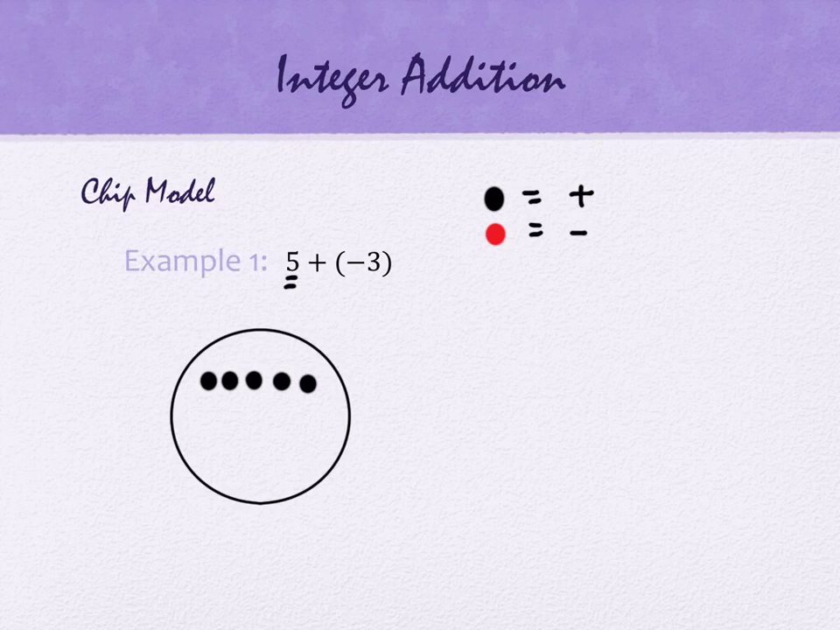So if a kid was really doing this, they would have sort of a placemat, right? Like a dinner table placemat or their desktop, and they would actually put 5 black poker chips on their table. You with me? And then what are they going to put? 3 red ones. You got it. So we're going to do 3 red poker chips.